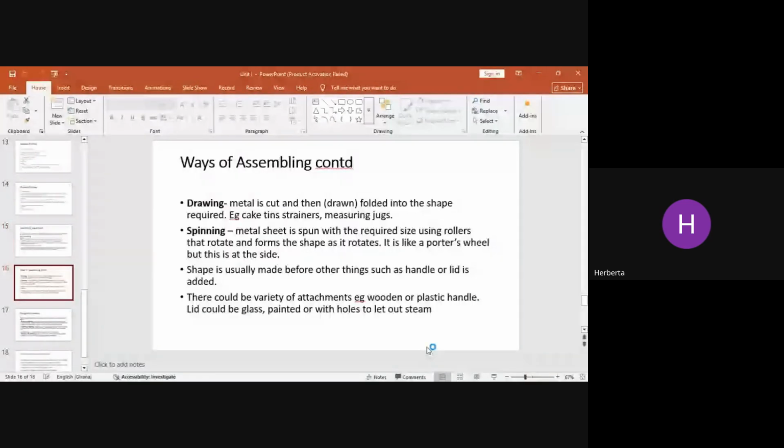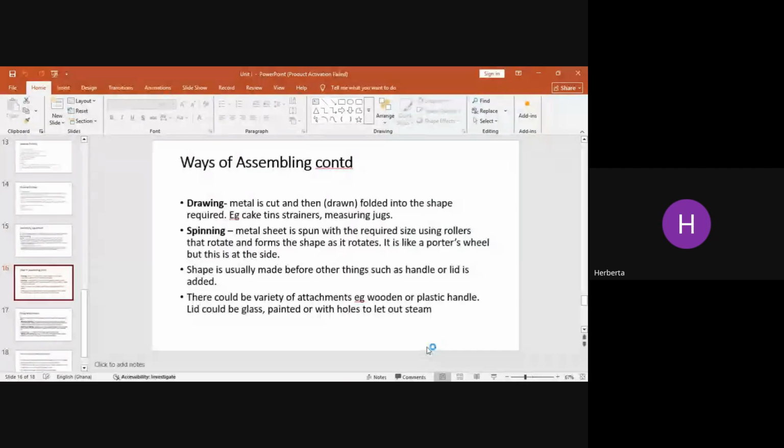Then we have the drawing. They cut the metal into strips. With this type of assemblage, the metal is not melted. They cut it into strips, and then they use the strips of metal that you've cut to design the shape that you want. An example is cake tins.